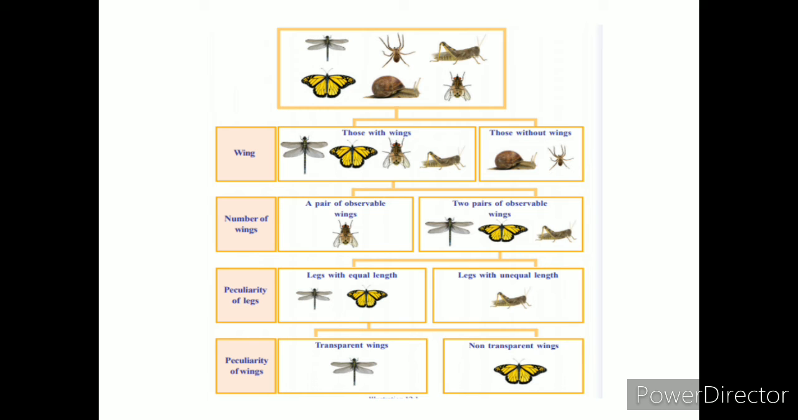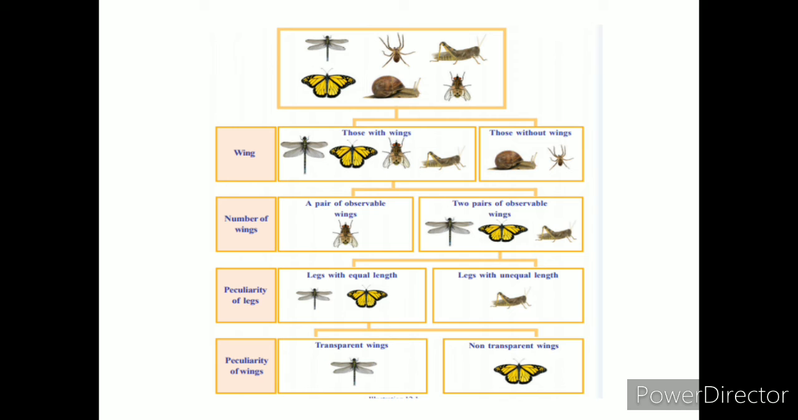Then this dragonfly, butterfly, and cricket are again classified based on the peculiarity of legs. So this butterfly and dragonfly are having legs with equal length, while cricket is having legs with unequal length. Then again, this butterfly and dragonfly can be further classified based on the peculiarity of wings, because dragonfly is having a transparent wing and butterfly is having a non-transparent wing. So in such a way, or by utilizing more specific criteria, we can make the classification more accurate.